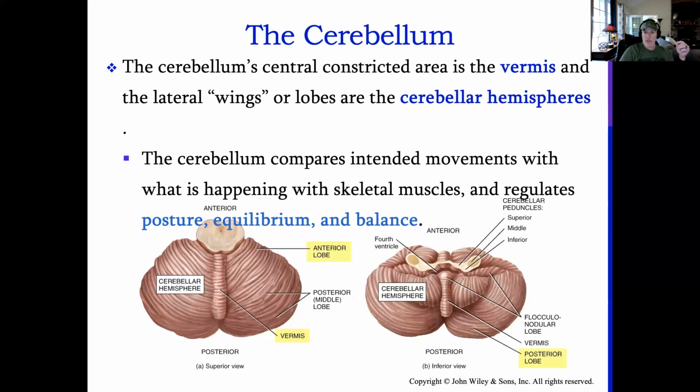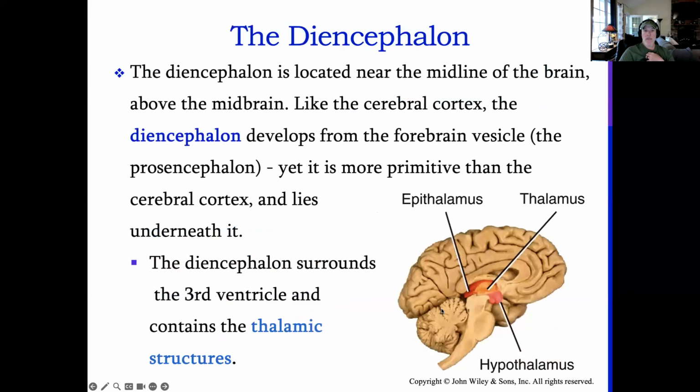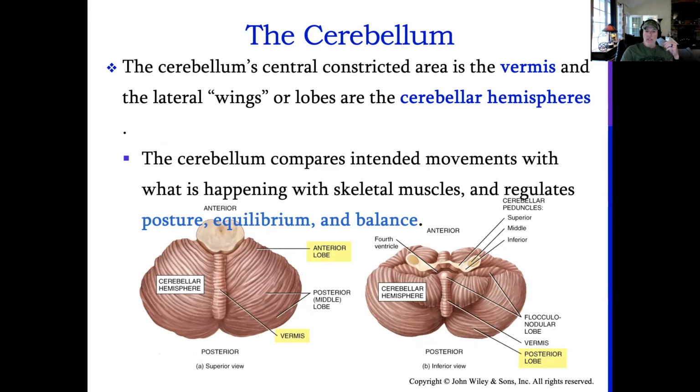Here's a picture of the vermis, which is connecting our left and right hemispheres. And there's a lot of gray matter and white matter associated with the cerebellum. If you go back to one of our diagrams, we'll see a diagram in just a few minutes where we can see the section of the cerebellum.